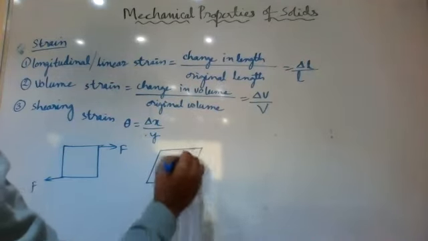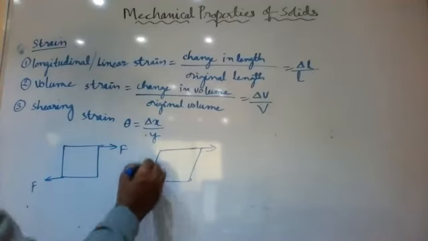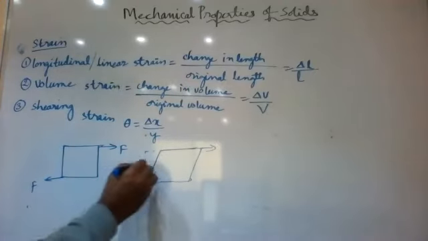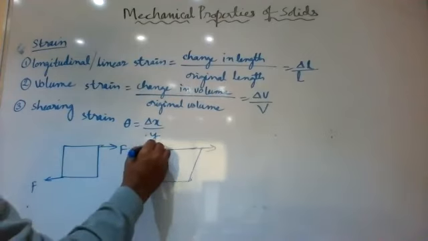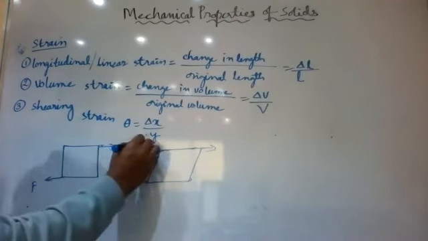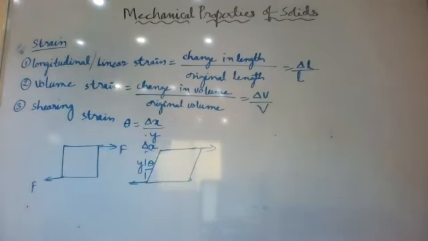The bottom surface is as it is, only the top surface got deformed. So it was actually in this way, the dotted line. So it is making an angle theta. And how much displacement took place, that is x, and this is the y. So tan theta is equal to delta x by y.